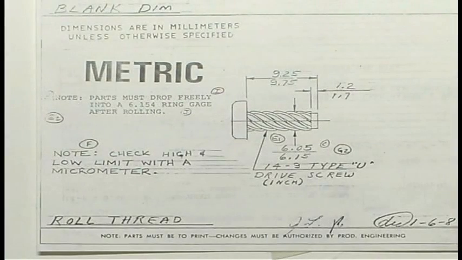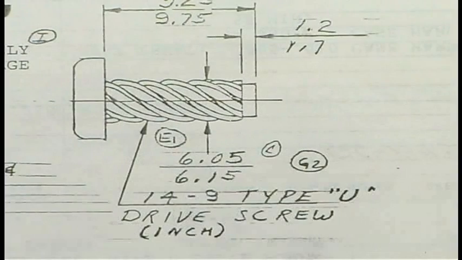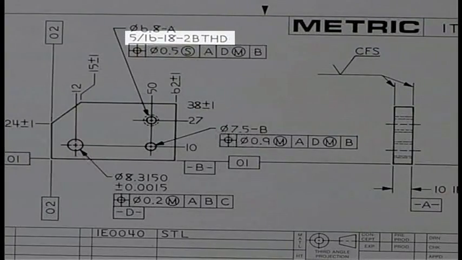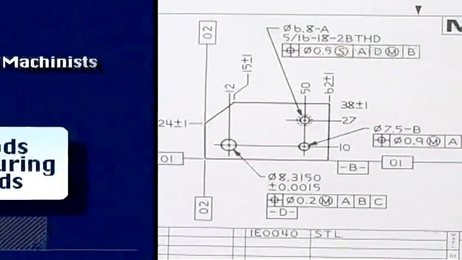Because the same threaded feature can be specified in either the metric or inch system, you may find metric prints with inch thread notations. Look carefully at thread notations to be sure you understand the measuring system being used.